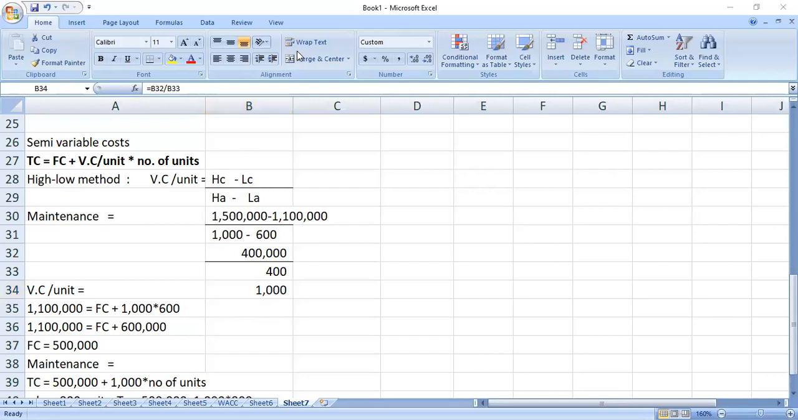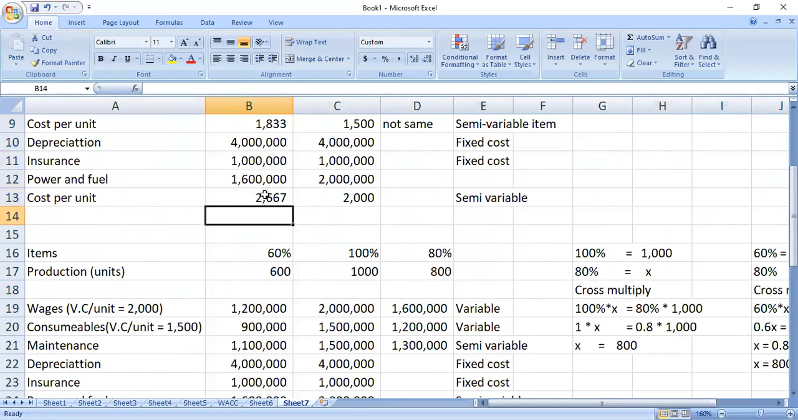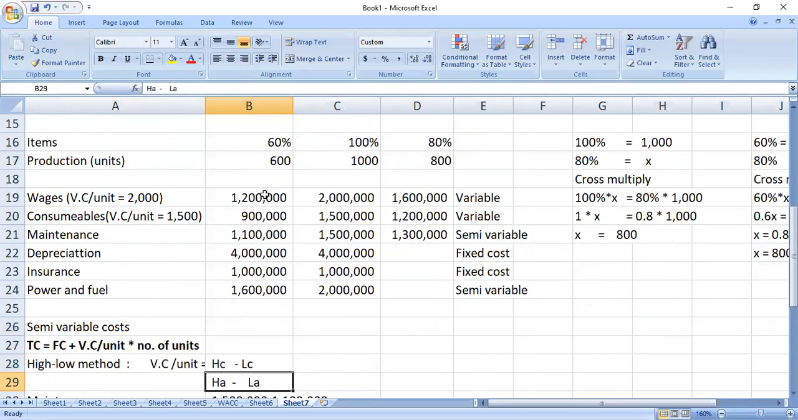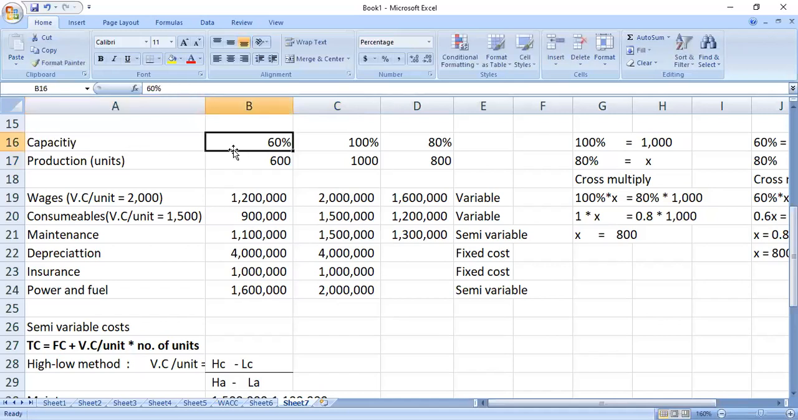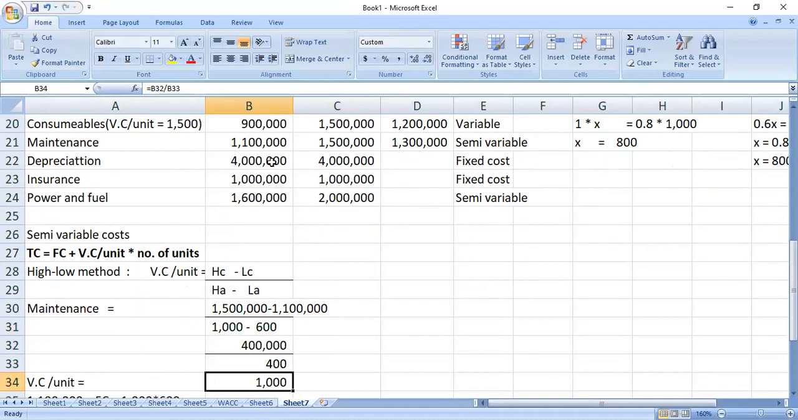Where have you gotten the? They are given in the question, Trudy. Okay, they are given here. These ones are level of activity. It's in the question. Say that at the capacity, this is capacity, not item. The capacity of 60%, they gave you 600 as units and 1,000 at 100%. So this is the level of activity. It was given in the question. So I hope I've answered you still on that one, as far as 1,600 is concerned.